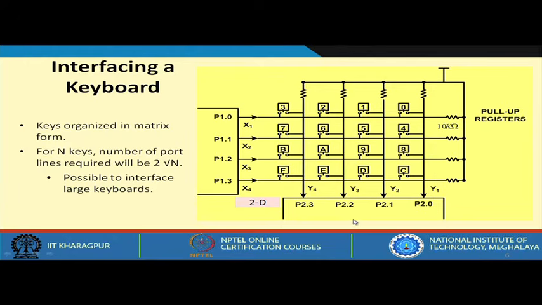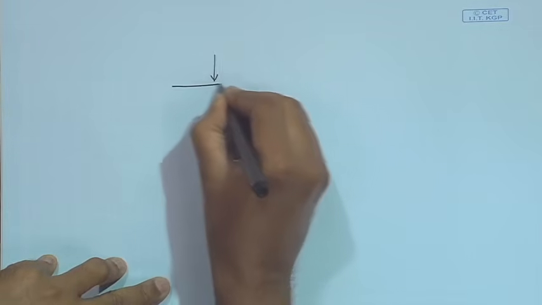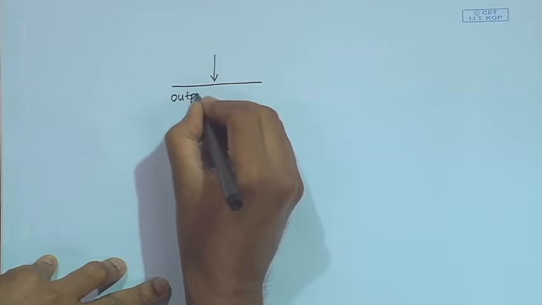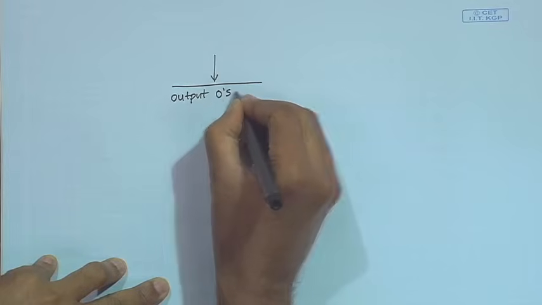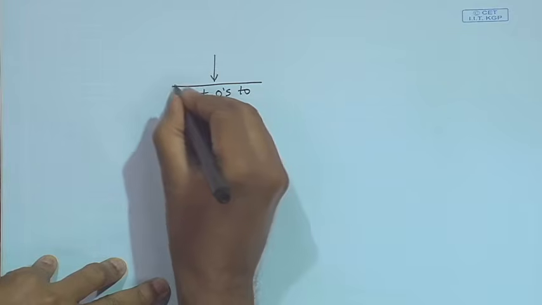So, for asynchronous transfer, suppose we have to check the same thing. How do we do it? For asynchronous transfer, we have to check whether a key is pressed or not. So, you can do it like this. I am showing the flow chart of the code. Output zeros to the rows.